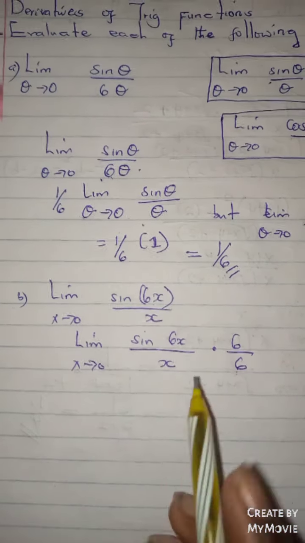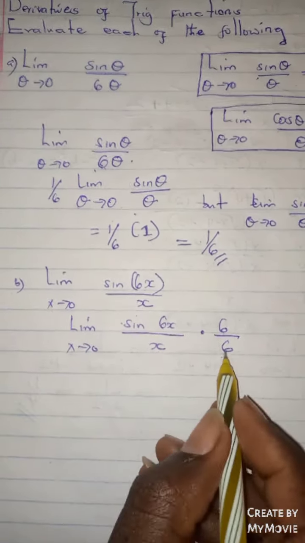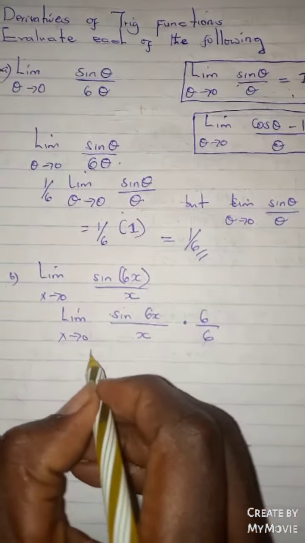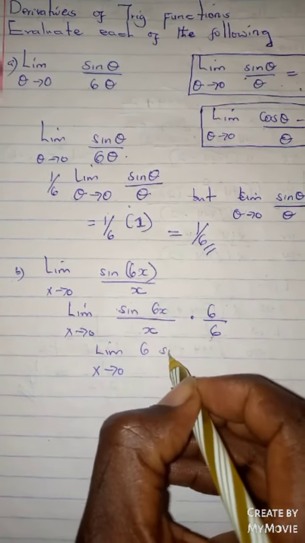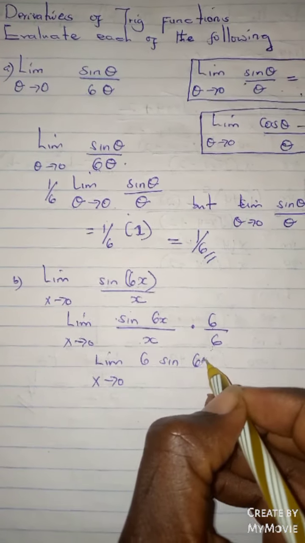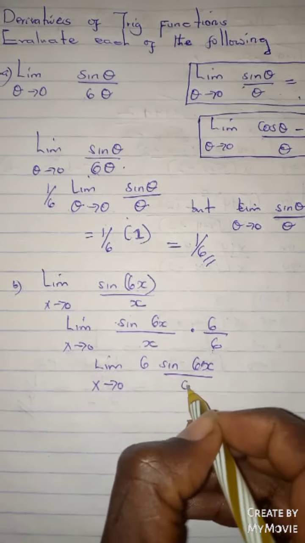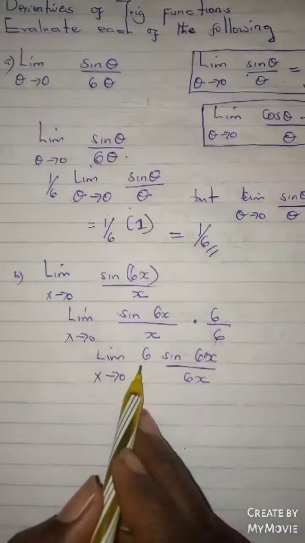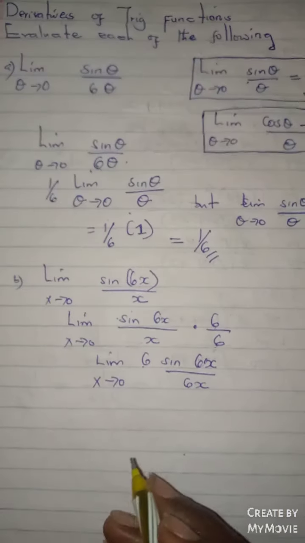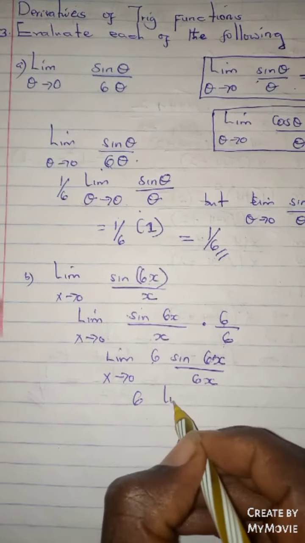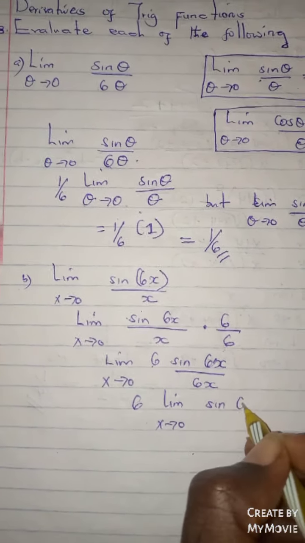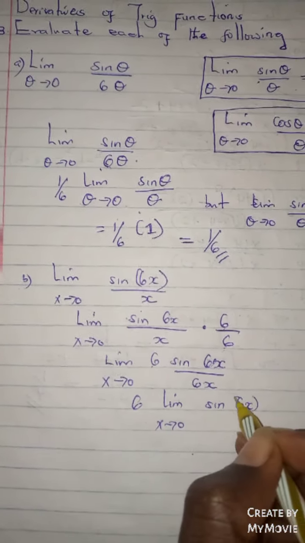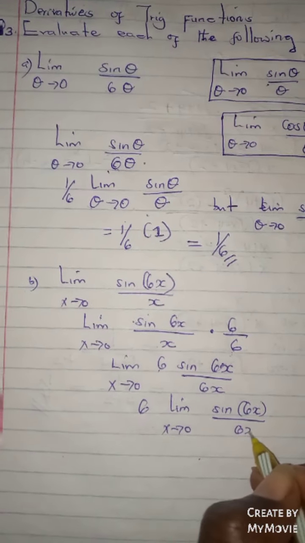So I can take this 6 and bring it here. That is the limit as x approaches 0 of 6 times the sine of 6x over 6x. This 6 is a constant, so I can take it outside: 6 times the limit as x approaches 0 of the sine of 6x, which is an angle, over 6x.